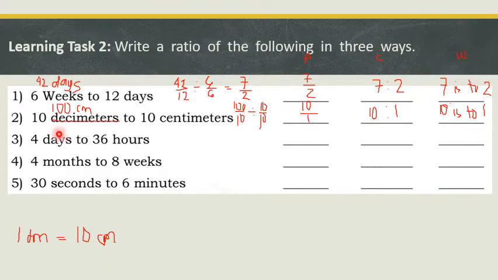Next, we have 4 days to 36 hours. So, ito, 4 na araw sa 36 na oras. Paano po yun? Magkaiba uli sila ng unit. Ano mas maliit? Yung days or yung hours? Syempre, yung oras. Mas maliit siya. So, ibig sabihin ng days, i-convert natin into hours. So, gagawin natin itong hours.